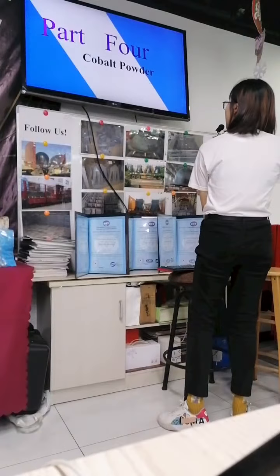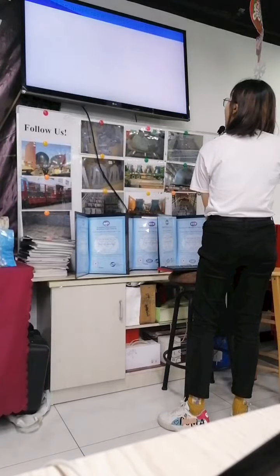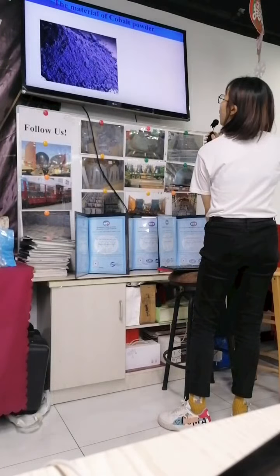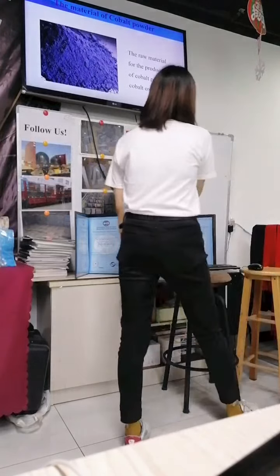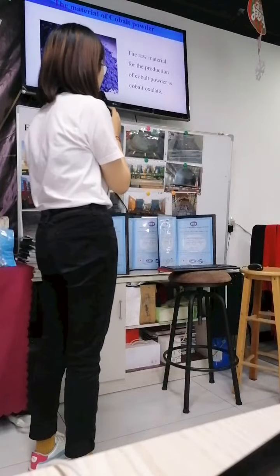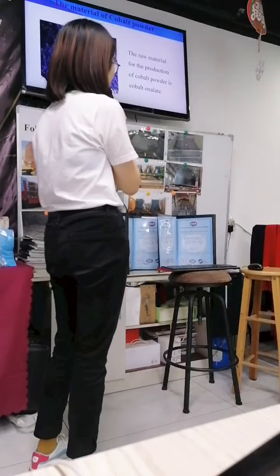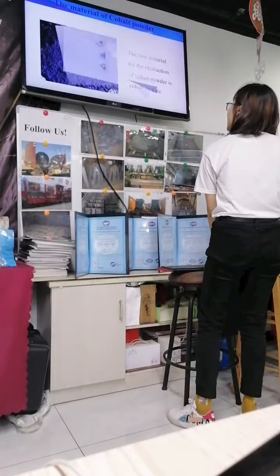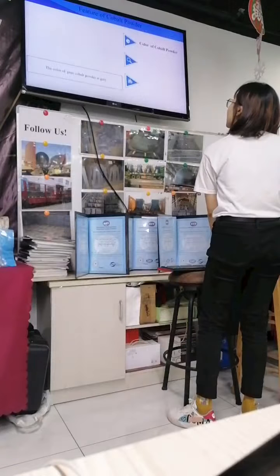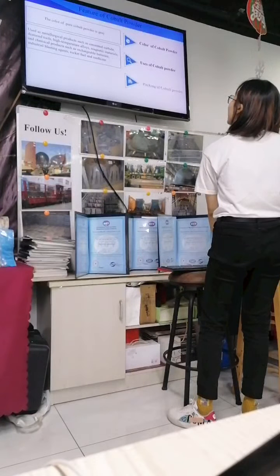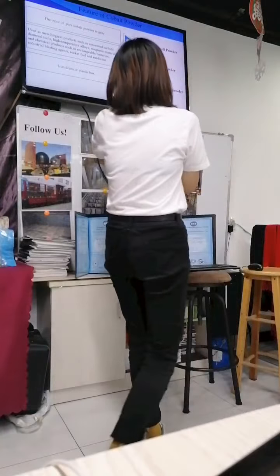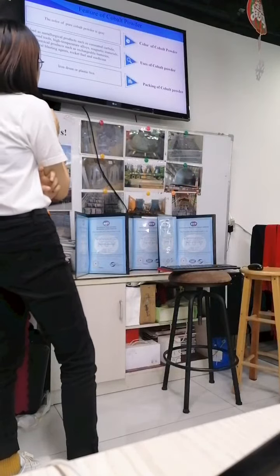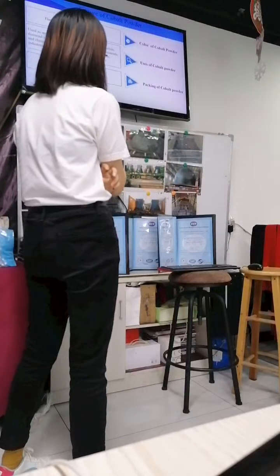Part 4 is about cobalt powder. The raw material for the production of cobalt powder is cobalt oxalate. Features of cobalt powder: the color of pure cobalt powder is gray.